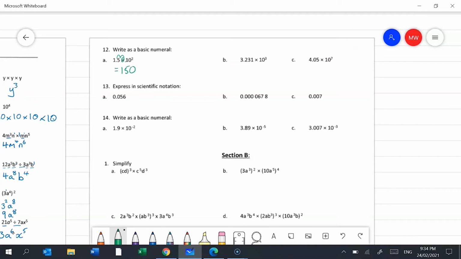In the second example, we need to move the decimal 3 places. Okay, so we'll move 1, 2, 3. And so this one will become 3,231. In question C, we've got the decimal moving 7 places. So we go 1, 2, 3, 4, 5, 6, 7, and you might choose to fill all of these gaps in with zeros, okay? And so this becomes 4, 0, 5, 0, 0, 0, 0, 0, okay? Just to make that clear, I'll put some commas in. So this one's 40,500,000.